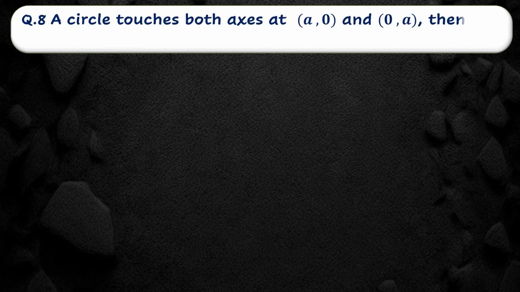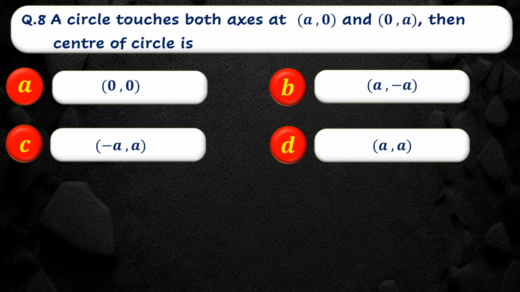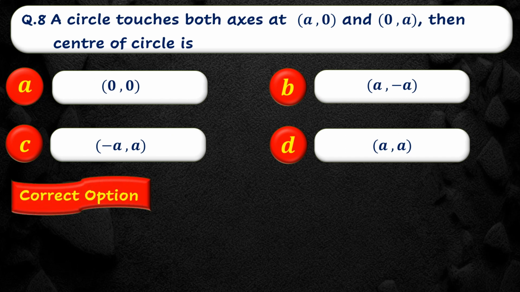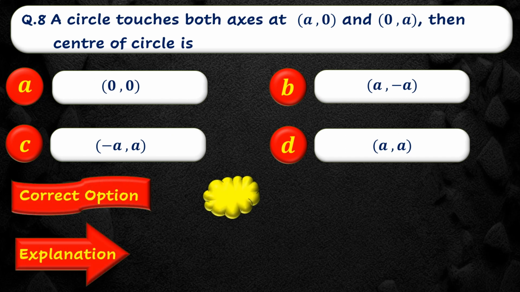Question number 8. A circle touches both axes at points (a, 0) and (0, a). Then center of circle is, and the options are. Let's check out which one is the correct option.